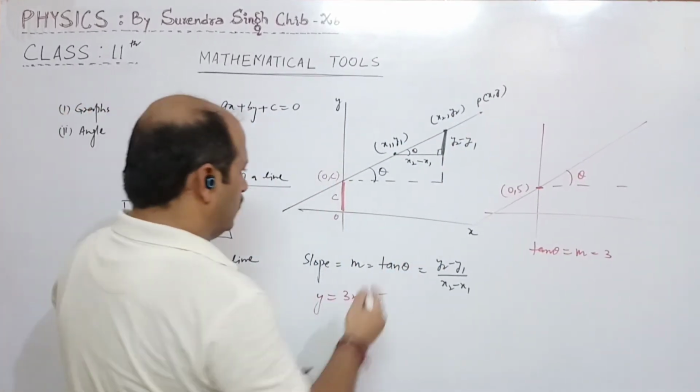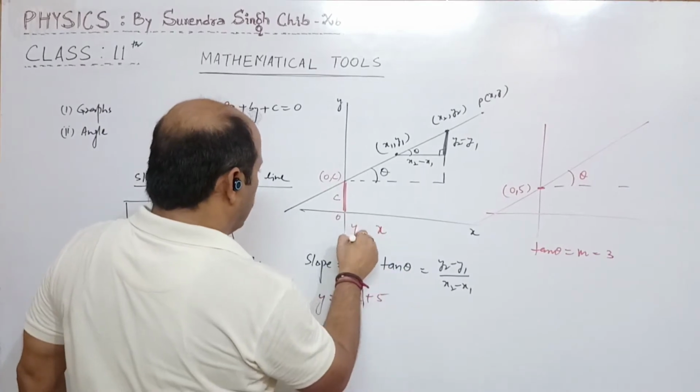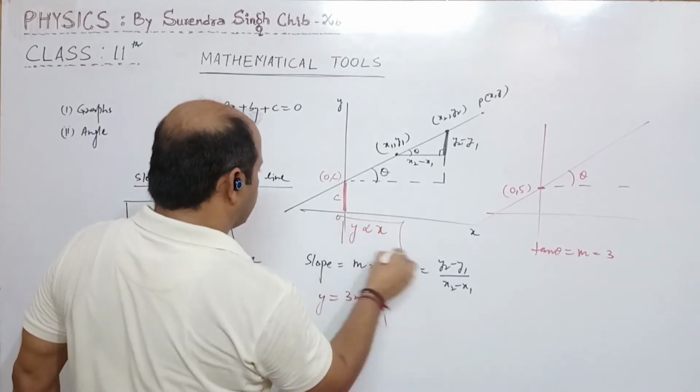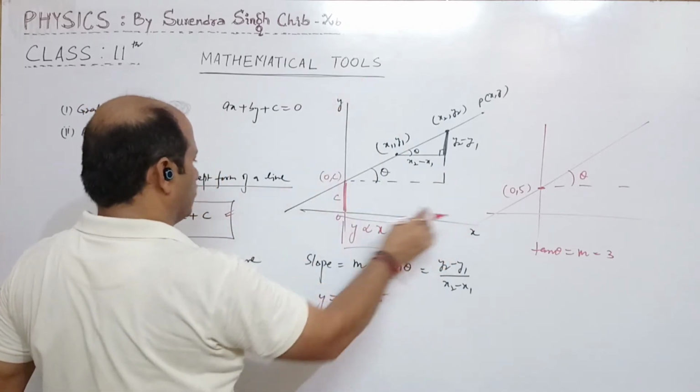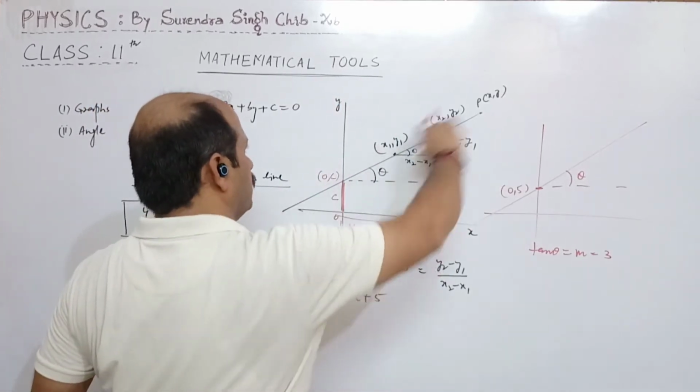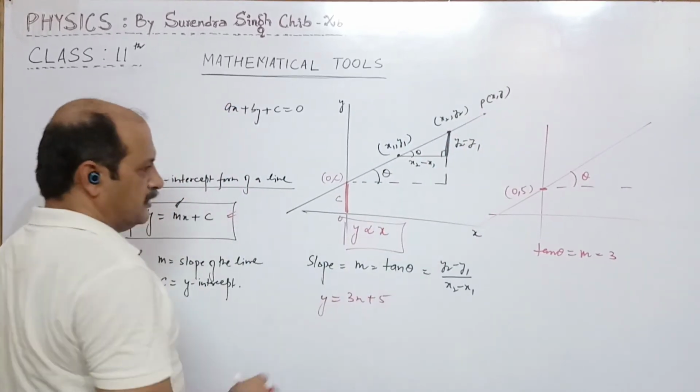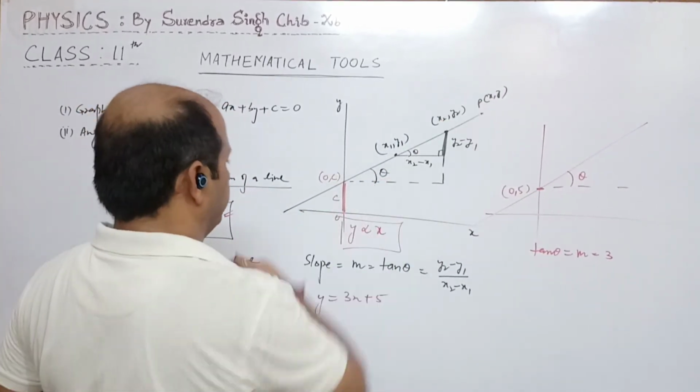Here, or you can say y is directly proportional to x. अगर x की values put कर रहे हैं, y increase हो रहा है, तो y is directly proportional to x. So as the x increases, y also increases, and it is a linear. It's a linear straight line.